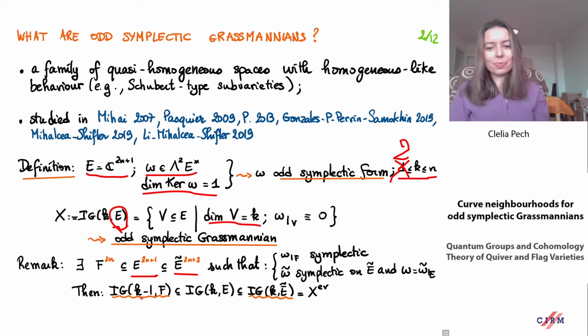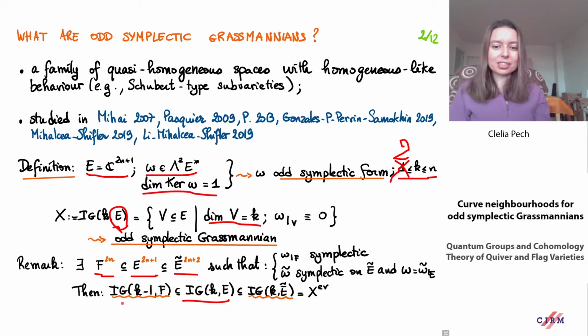And also, if I take a complement of the kernel, then I get a smaller even-dimensional space, and I have these nice little embeddings here. So my odd symplectic Grassmannian is sandwiched in between 2 homogeneous spaces, and they will both play a role.